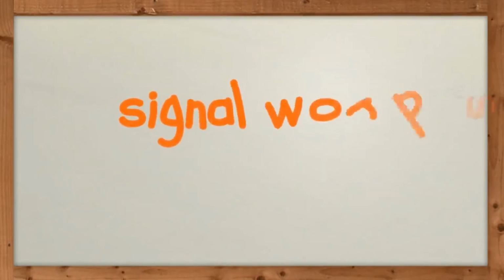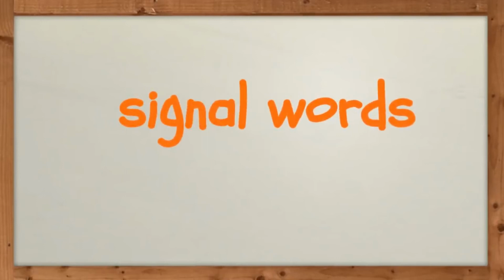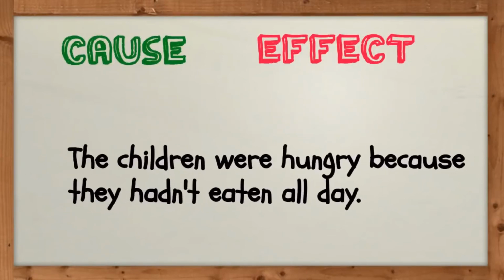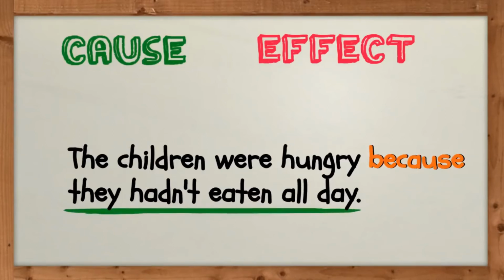Try some more on your own. In each sentence, identify the signal word or phrase, then decide which is the cause and which is the effect. The children were hungry because they hadn't eaten all day. Because signals cause and effect. This is the cause, and this is the effect.